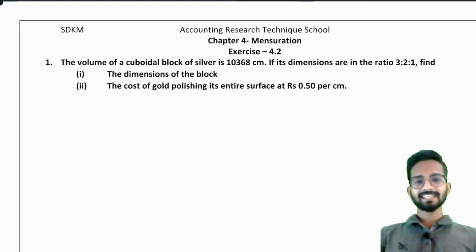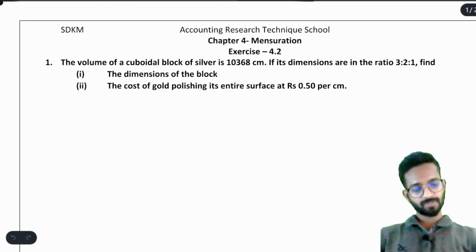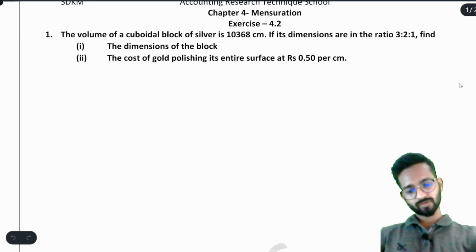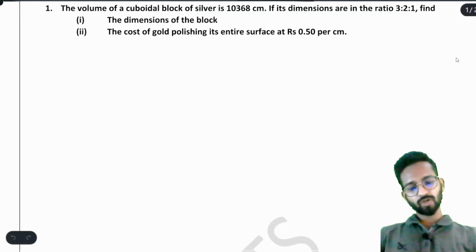Hello everyone. In this video we will be solving the first few questions of exercise 4.2. Now please focus. The first question we have here is: the volume of a cuboidal block of silver is 10368.